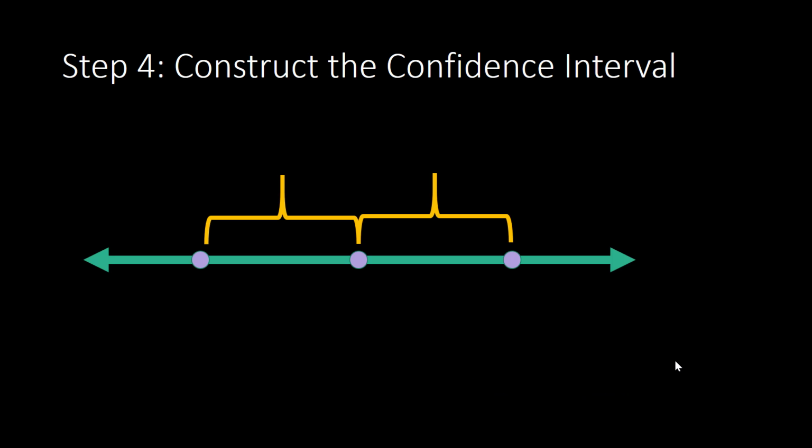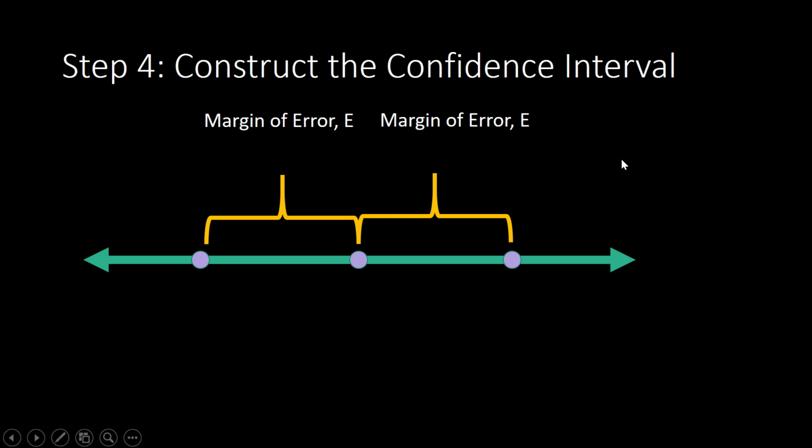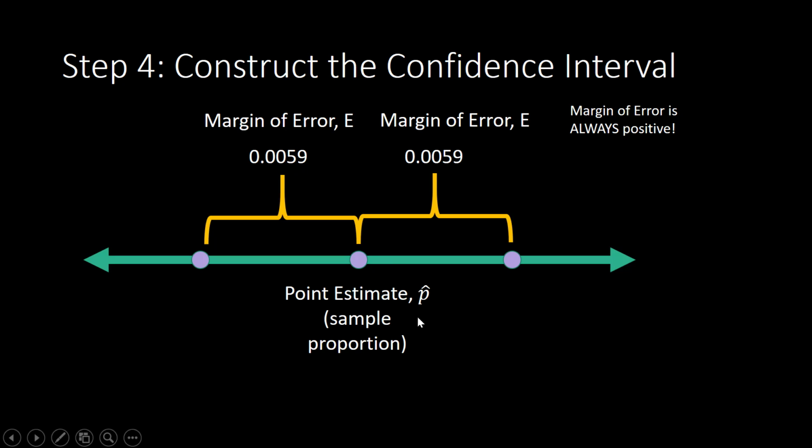Step 4, constructing the confidence interval. I'll start with the margin of error that we just calculated and fill that in. Remember, your margin of error is always positive. So in both cases, the margin of error is 0.0059. We are also given the point estimate p hat, which was 0.1938. What are we missing? Well, we're missing our lower limit and our upper limit.